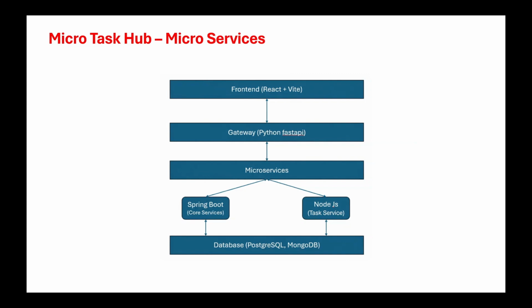Now let us understand how MicroTask Hub is designed using a microservices architecture. Instead of building one large monolithic application, we divide the system into smaller services such as gateway service, core service, and task service. Each service has its own responsibility. The gateway service acts as an entry point for all client requests. It routes requests to the appropriate service and handles communication between them. This approach improves scalability, maintainability, and flexibility in development.